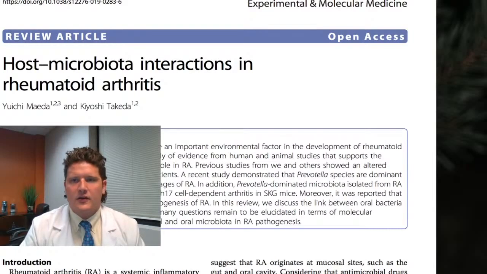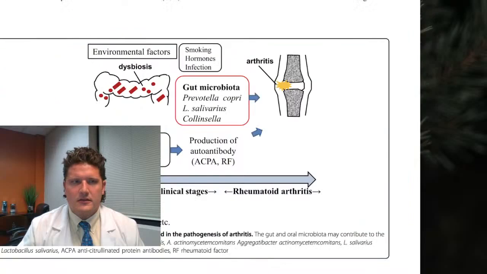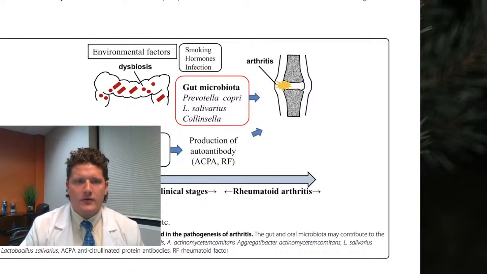So I'll just kind of go through the articles. This is from Experimental and Molecular Medicine, Host Microbiota Interactions in Rheumatoid Arthritis. They have a really nice diagram here just so you can get an idea of what I'm talking about. Certainly smoking has been seen to be a precipitating factor for RA. Hormones can be an effect, so can infection.